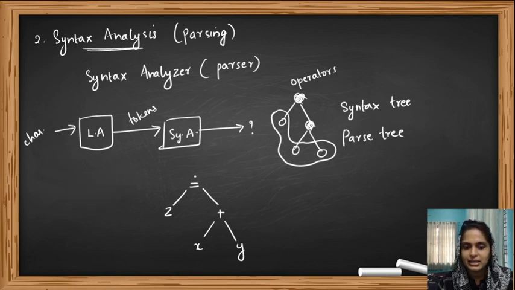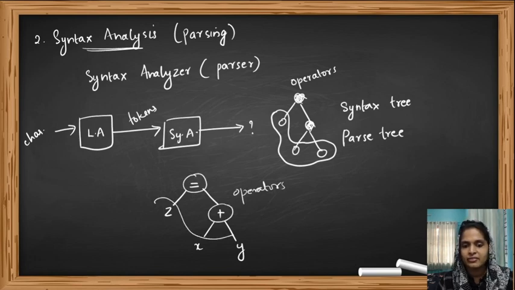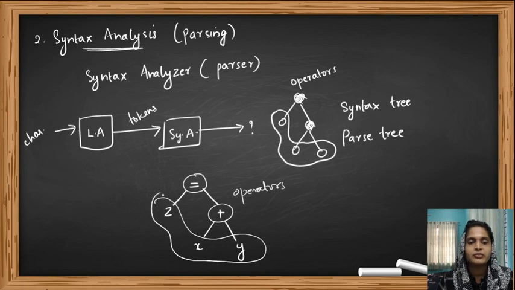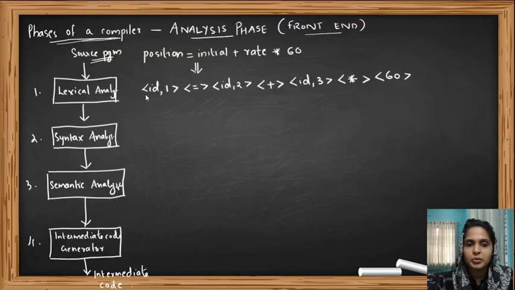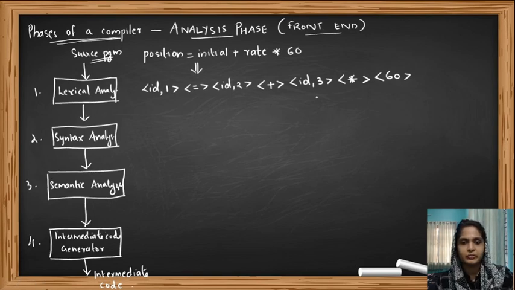So here you can see that the intermediate nodes are operators and the leaf nodes are the arguments of these operators. Now we can go back to our previous example, that is the output of a lexical analyzer. Here we can see this is the output of the lexical analyzer, that is a stream of tokens. These tokens will be fed to the syntax analyzer, and this syntax analyzer will convert this to a tree-like structure. So let's see how this will be converted.